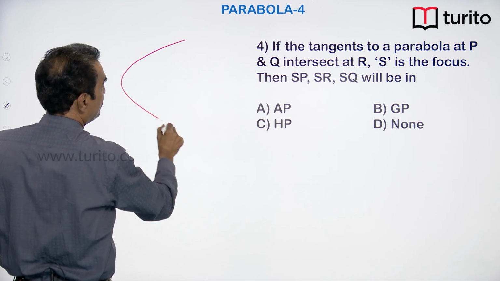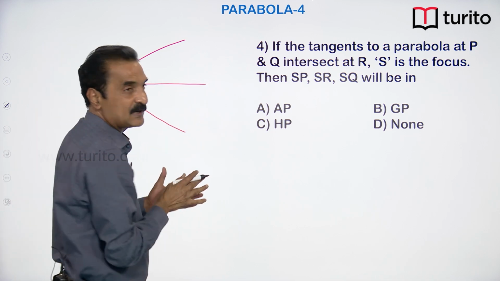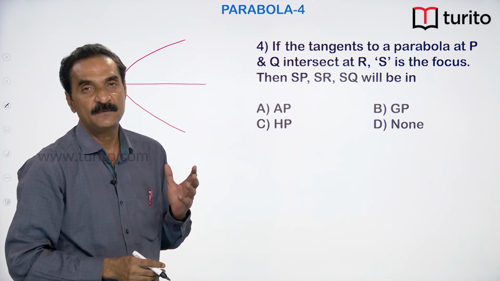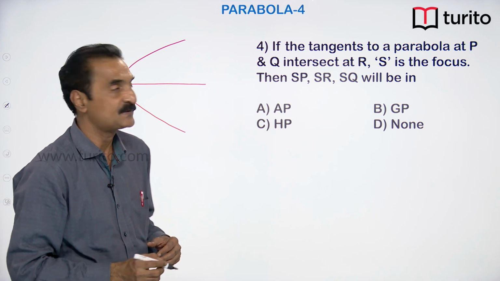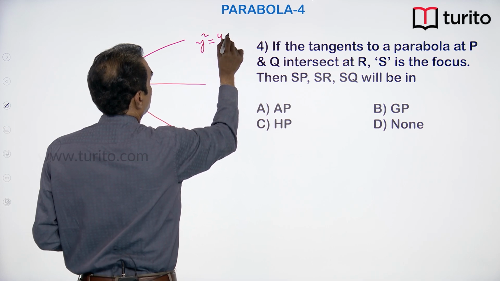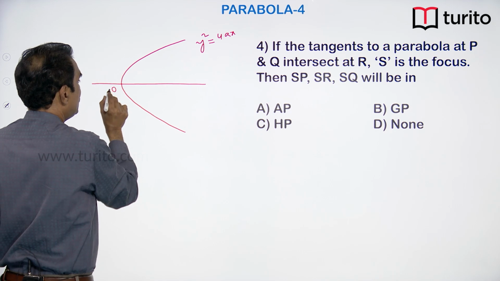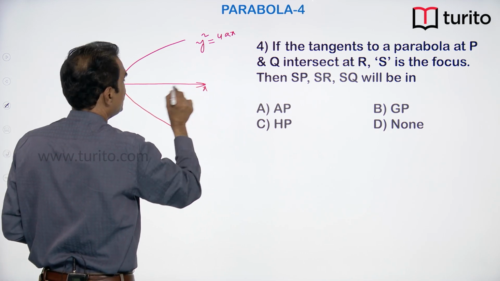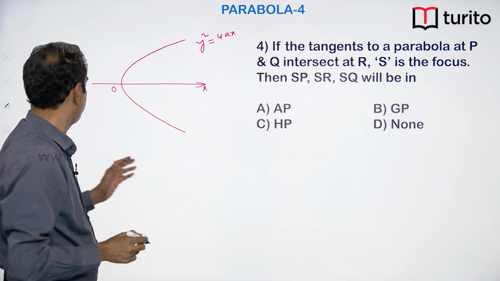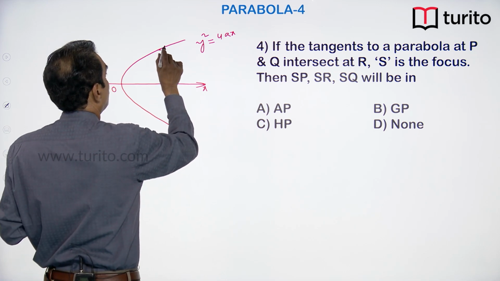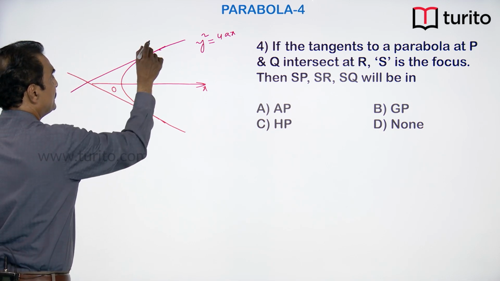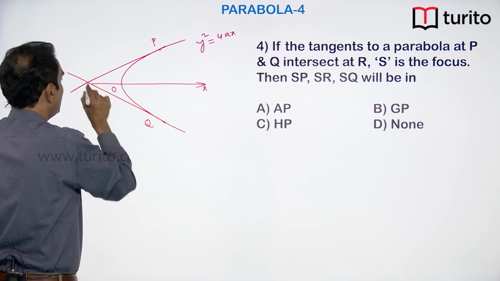Here the parabola is not given. Equation of the parabola is not given means it is for any parabola. So, we will assume that the parabola is in the standard form y square is equal to 4ax. Let the parabola be y square is equal to 4ax. Then this is origin vertex, this is x axis. Okay. Now, draw tangents at 2 points. Suppose this is one tangent and this is another tangent, P and Q, they intersect at R.